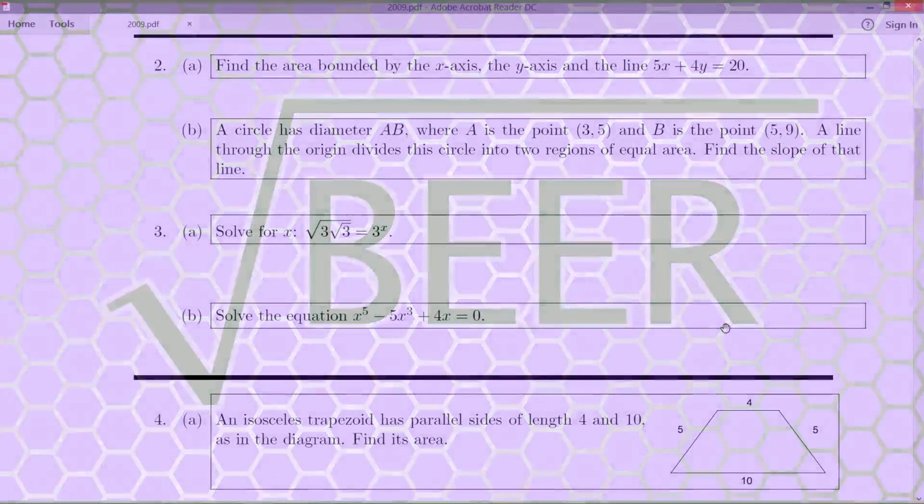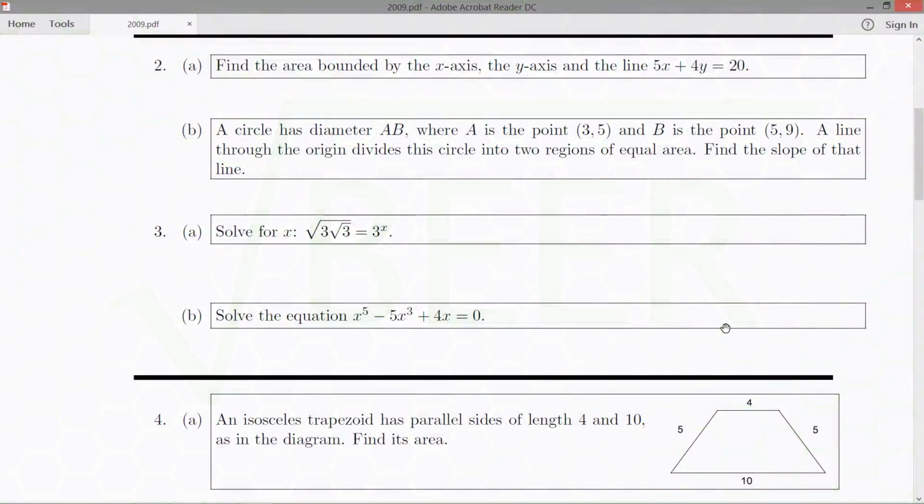Welcome back. We're looking at question 3 on the grade 12 Manitoba Math Contest from the year 2009. So question 3a, solve for x. Square root of 3 times the square root of 3 is 3 to the power of x.